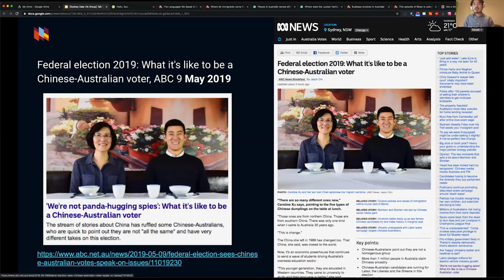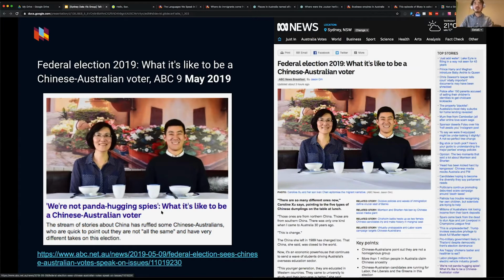And this is not a new phenomenon. It started quite a while ago. This is an article from 2019, last year, leading up to the federal election. People like me have to constantly justify our loyalty to the country and declare that we're not, quote, panda hugging spies. I find that extremely unnecessary, because Chinese Australians and Asian Australians move here for a better life, yet we're constantly being viewed as the other.